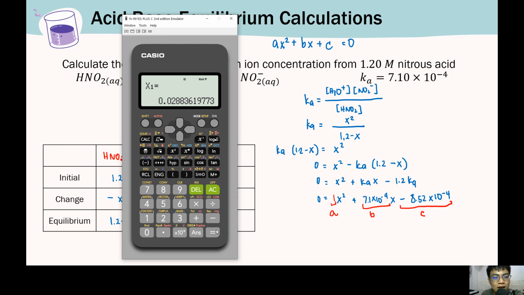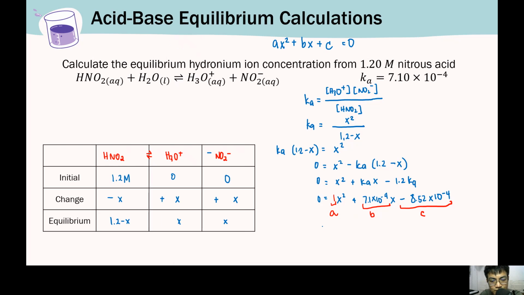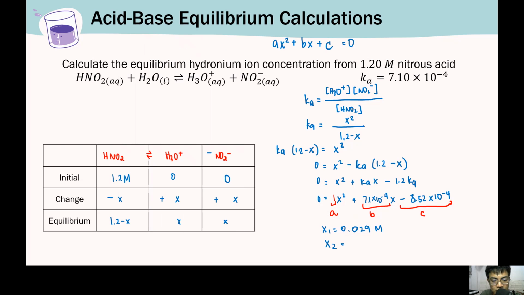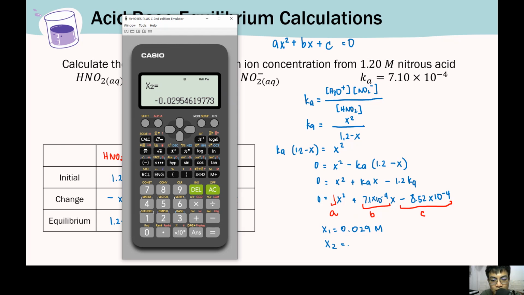Okay, so this is the first root. I'll just get 3 decimal places. So, 0.029. Okay, so the first root is 0.029 molar. Okay, so that's concentration. And then the second root is 0.295. So in 3 decimal places, that's 0.30, but negative. Okay, negative 0.30.